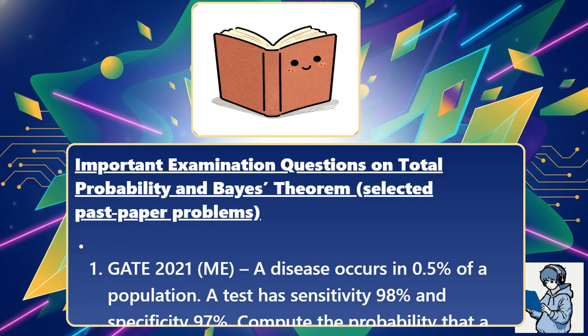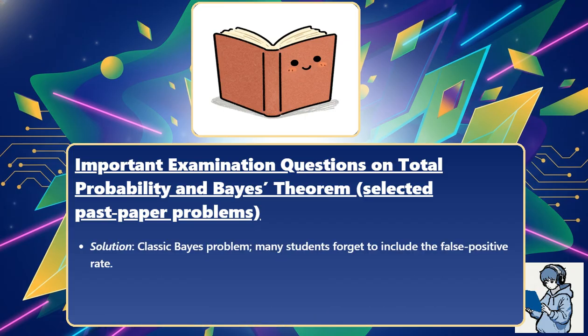2. GATE 2021 ME. A disease occurs in 0.5% of a population. A test has sensitivity 98% and specificity 97%. Compute the probability that a person who tested positive actually has the disease. Solution: classic Bayes problem. Many students forget to include the false positive rate.